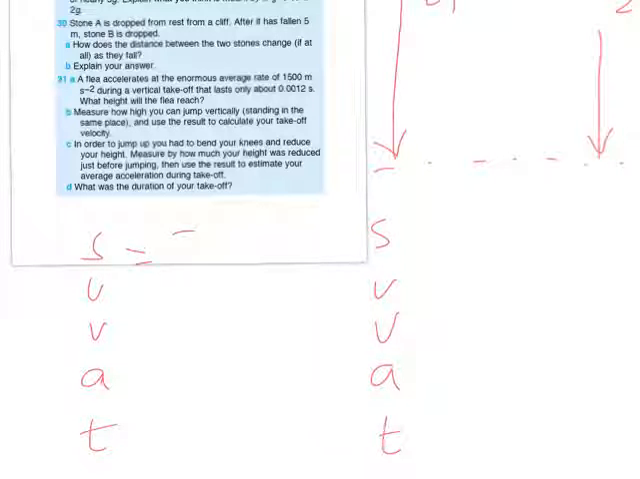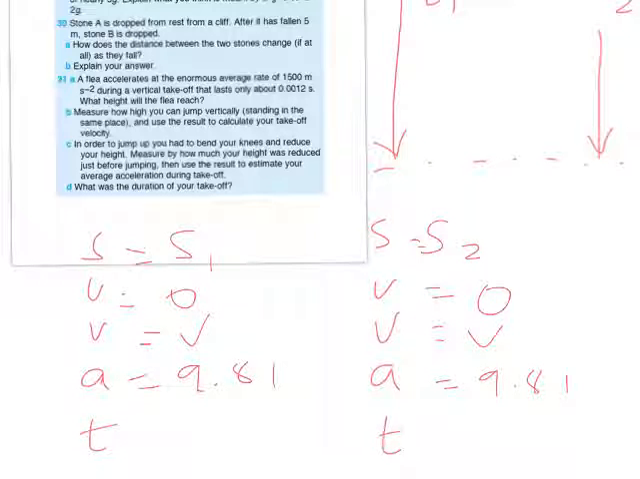Okay, so we don't know what the displacement is, because that's actually what we've got to find out. The initial velocity is 0 for both. The final velocity, who knows? We don't know yet. 9.81 is the acceleration due to gravity. Now, for the first ball that falls first, we have 0.750 plus t, and t is the time of the second ball.